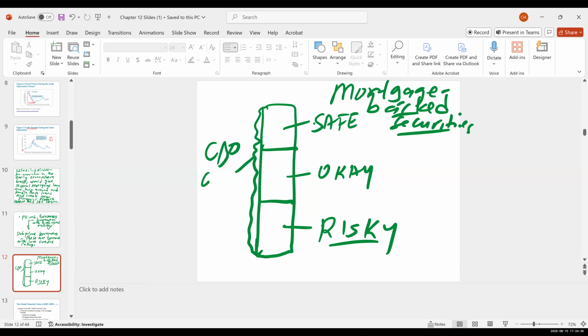CDO is the same thing as collateralized debt obligation. So let me write here. CDO stands for collateralized debt obligation.